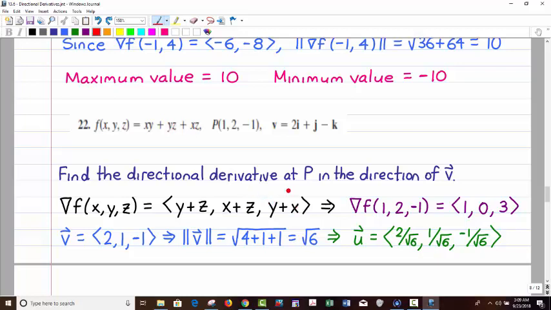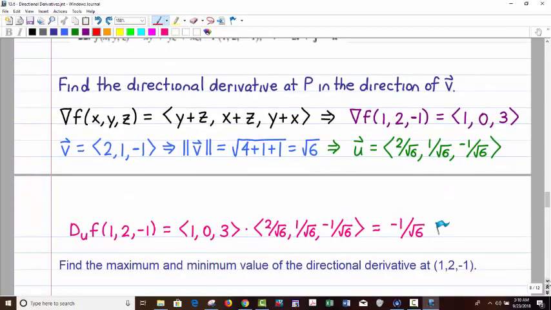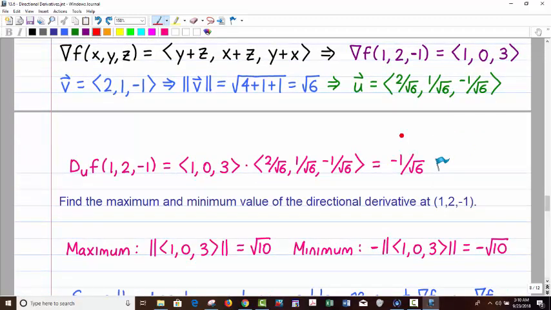So if I put in 1, 2, negative 1 into this vector right here, easy calculation, so I don't think I have to go through that, you'll get 1, 0, 3. That will be our gradient vector at that point. So we take that gradient vector, we dot it with that unit vector right below it, and that will be our directional derivative. And I got negative 1 over square root of 6.